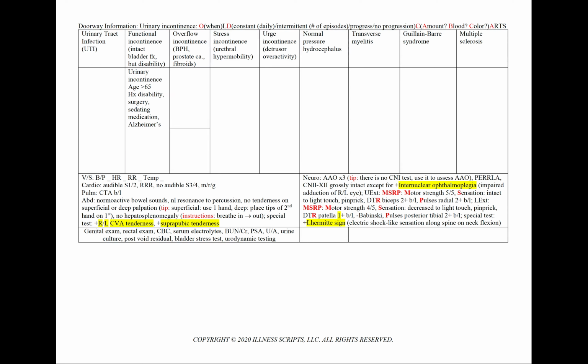In functional incontinence, we'll have an intact bladder function but an underlying disability. And we'll see a urinary incontinence. Our patient is typically older, greater than 65 years old, with a history of a disability, surgery, sedating medication, or Alzheimer's disease. In overflow incontinence, we'll see urinary incontinence with hematuria, nocturia, straining, a weak stream, and dribbling, all in part from the blockage. And in prostate cancer, we'll see the characteristic weight loss or decrease in appetite seen in cancers. We could also have low back pain with fatigue.